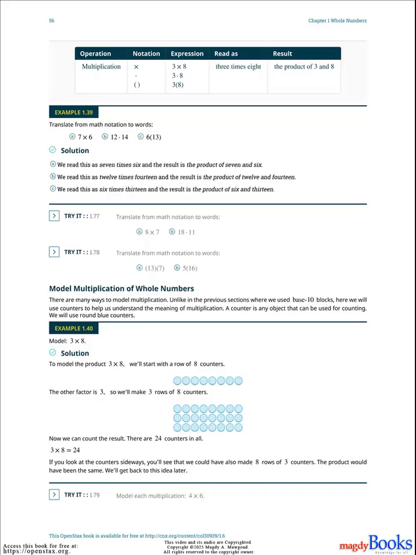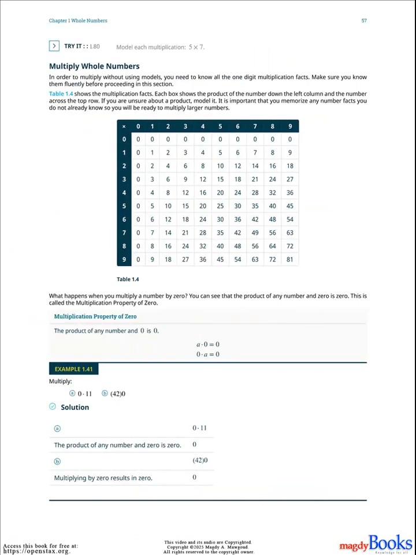Try it 1.79. Model each multiplication. 4 times 6. Try it 1.80. Model each multiplication. 5 times 7.